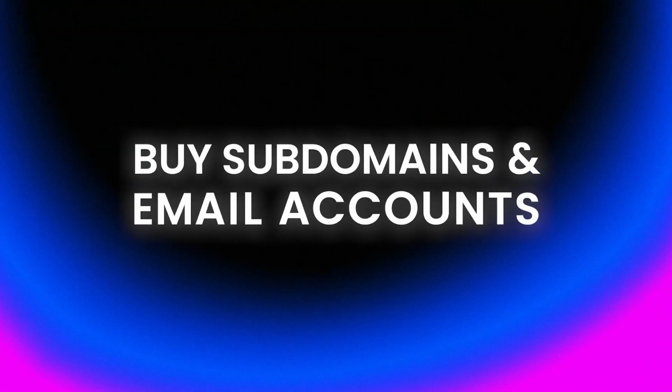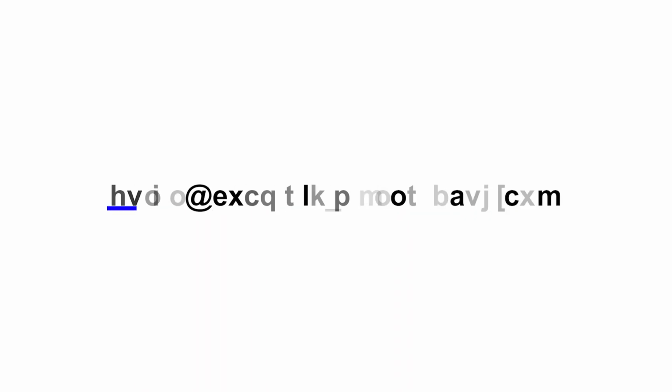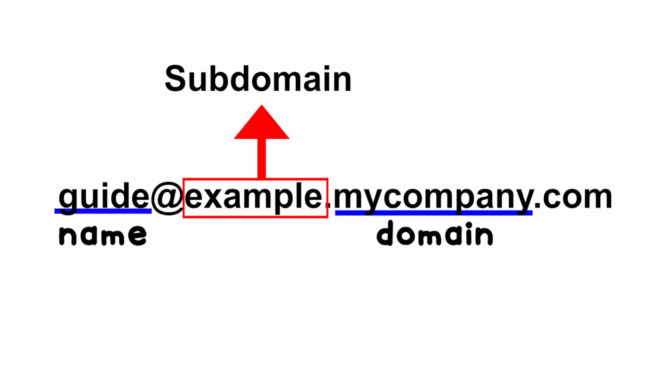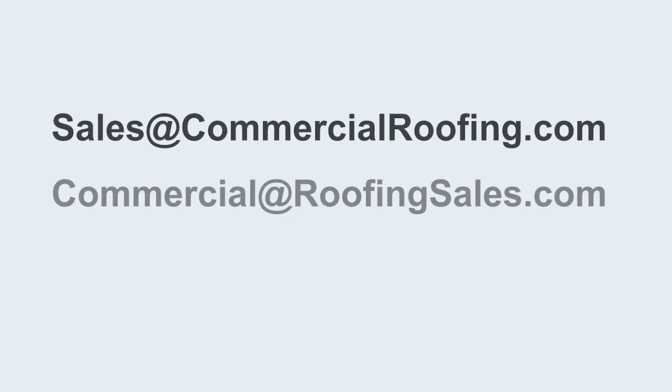For step number 2, what you're going to need to do is you're going to need to buy subdomains and email accounts. Now, subdomains, that's essentially a domain that looks similar to your host domain. So if your commercialroofing.com is your business, you would buy salescommercialroofing.com or some sort of variation, because why you need subdomains is it's a way to segment risk.